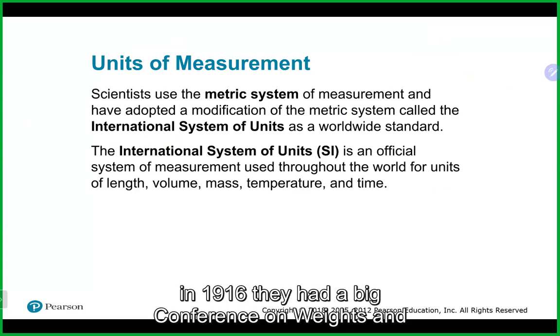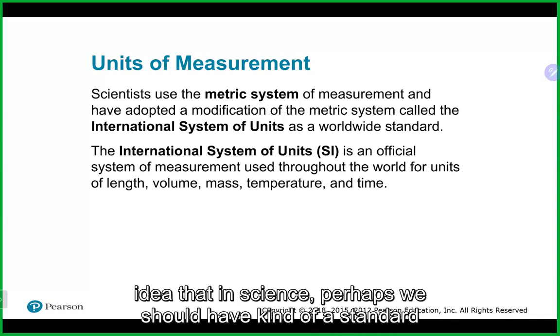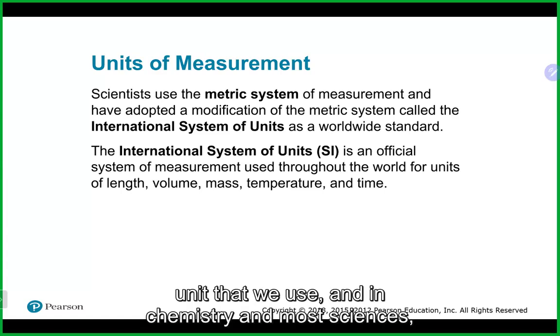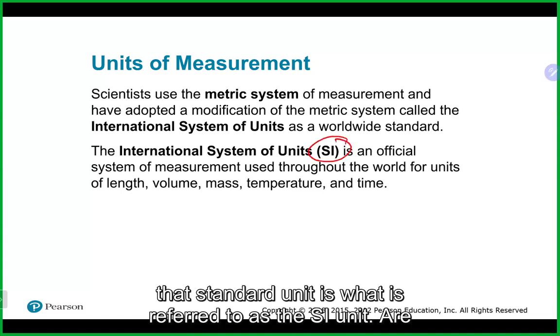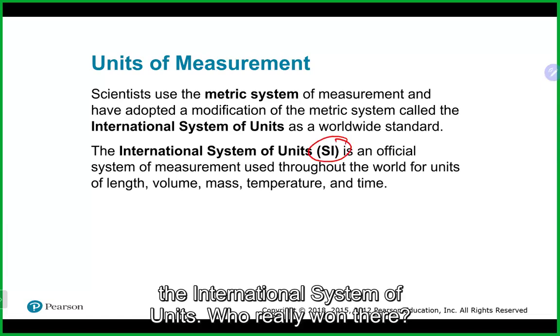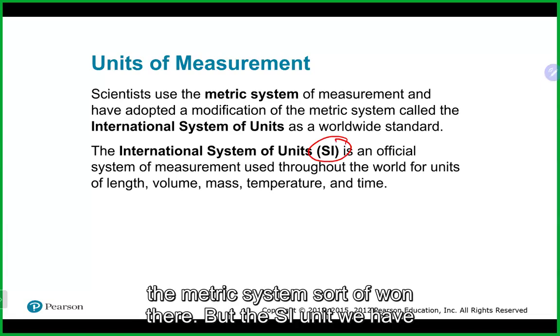So believe it or not, in 1916 they had a big conference on weights and measures. Sounds like fun. They came up with the idea that in science, perhaps we should have a standard unit that we use. In chemistry and most sciences, that standard unit is the SI unit, or the International System of Units. Who really won there? Frankly, it's based off the metric system, so the metric system sort of won.